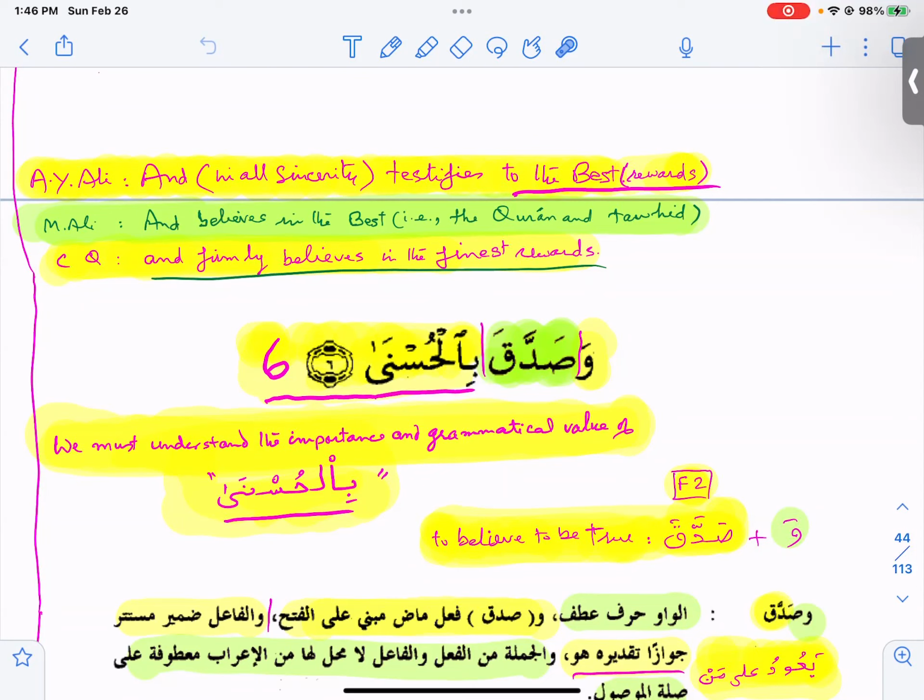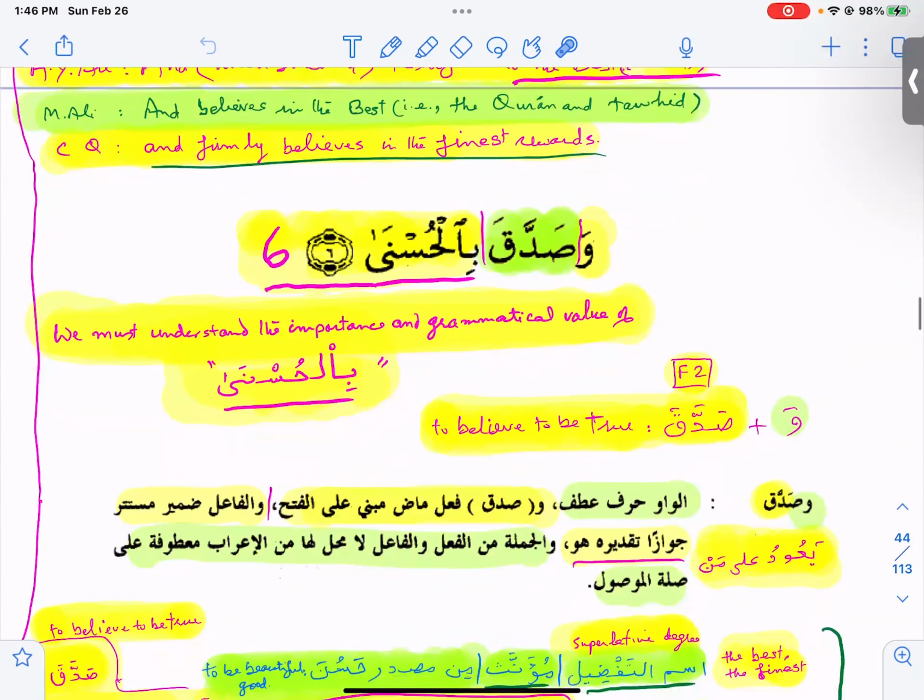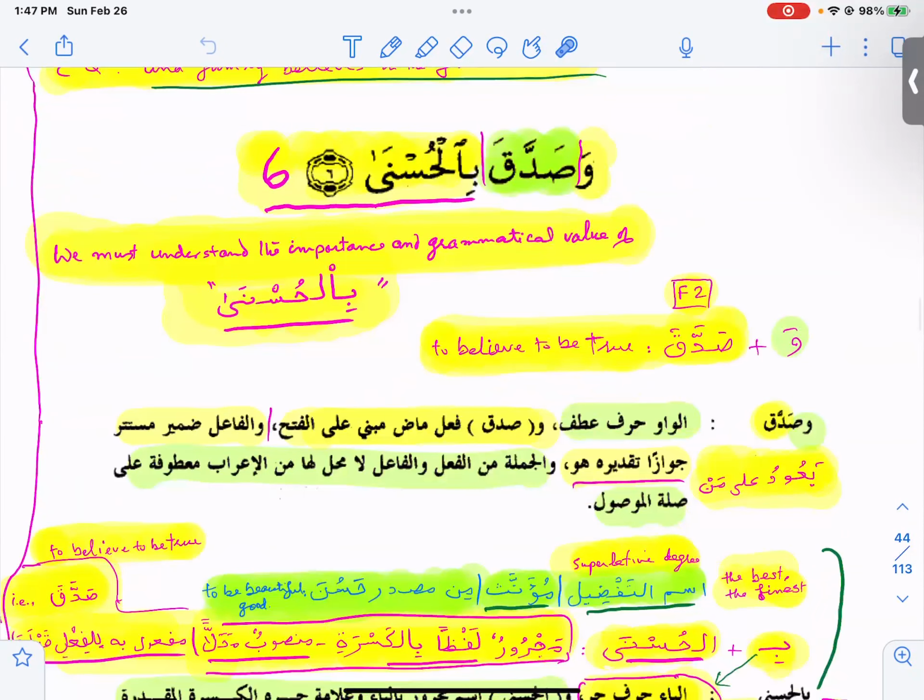What is the best? Quran and Tawheed. But I'll come to more, inshallah. And clear Quran, and firmly believes in the finest rewards. Yes, this husna comes as the finest rewards. You will love it. I loved it. So I wrote here, we must understand the importance and grammatical value of bil husna.